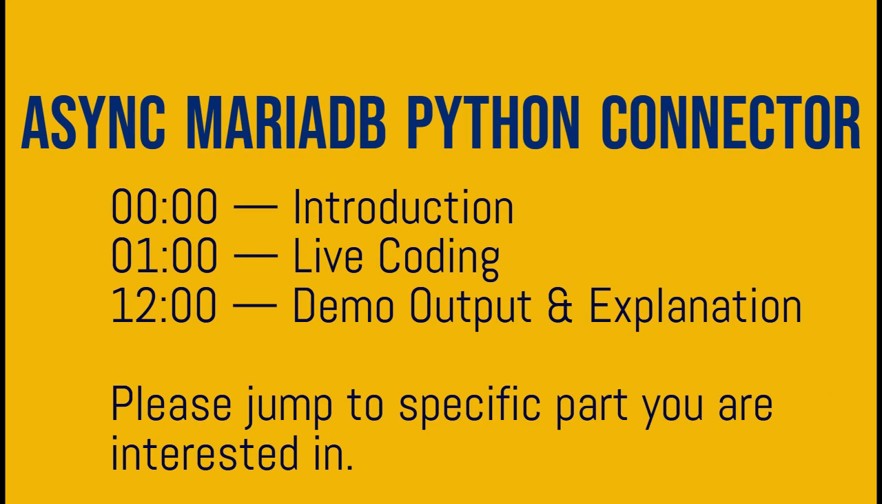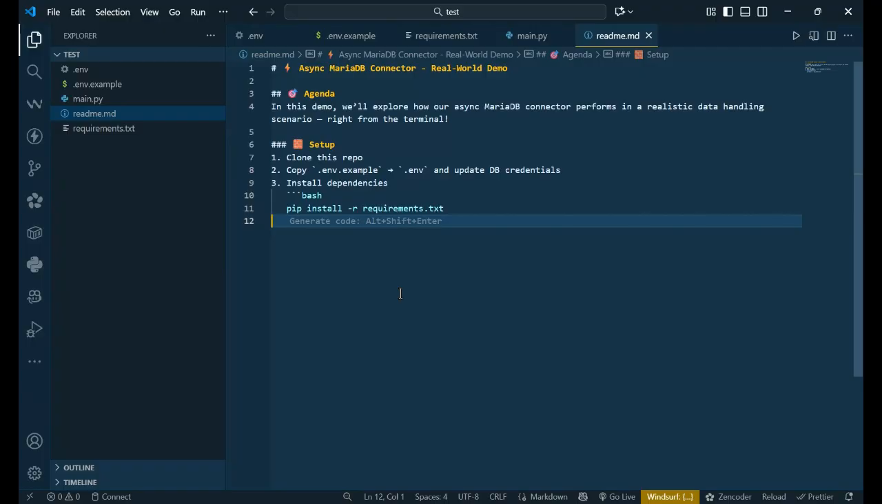Hey everyone, welcome. Today I'll be showing a complete demonstration of our async-mariadb-connector, which is a high-performance asynchronous library to connect, query, and manage MariaDB in Python. Today I'll be lightly coding in this particular main.py file. The script will show off all major APIs, starting from query execution, streaming, connection pooling, and Pandas integration. So all with asynchronous. Let's get started.